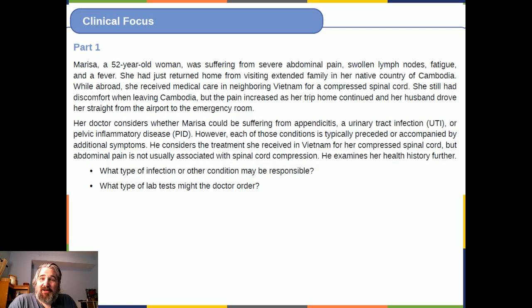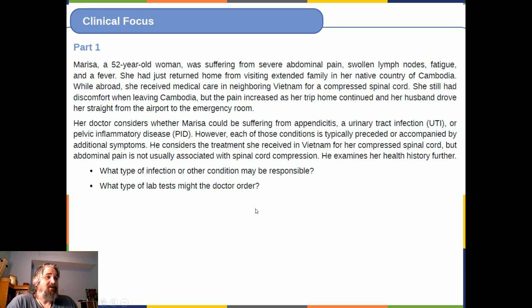All right, so our clinical focus in this chapter features Marissa, a 52-year-old woman who was suffering from severe abdominal pain, swollen lymph nodes, fatigue, and a fever. She had just returned from visiting extended family in her native country of Cambodia. While abroad, she received medical care in neighboring Vietnam for a compressed spinal cord. She still has discomfort when leaving Cambodia, but the pain increased as her trip home continued, and her husband drove her straight from the airport to the ER.